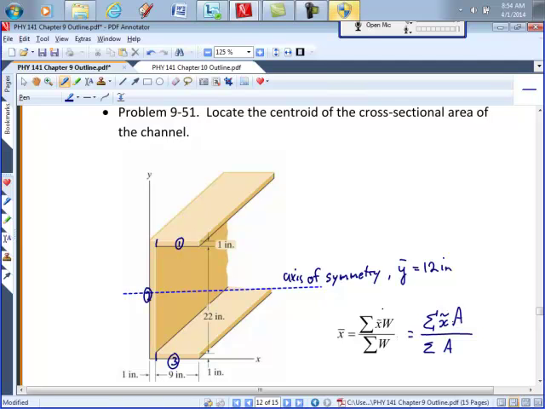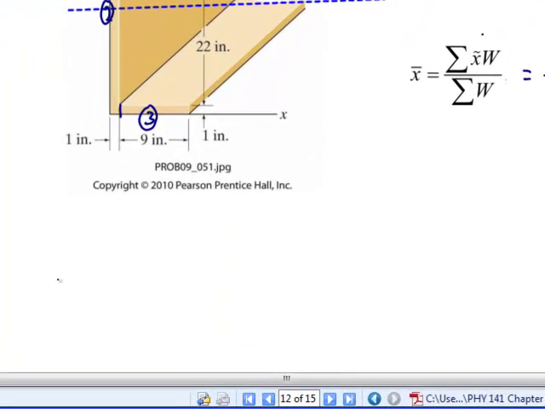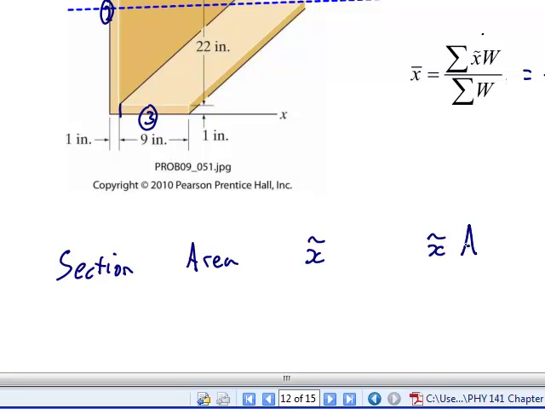We can do it just on the sheet. Usually something like this, especially if there's more than three parts, I would like to use a table because it helps to organize all of the information, and then it also helps us when we're going to add them up because they're going to be in columns. So we would create a table that has section, area, x tilde, and x tilde times the area.